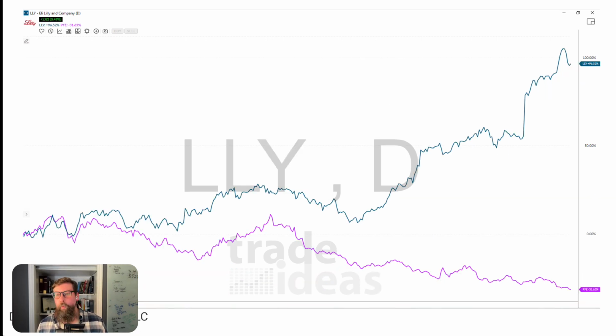This next one is, what if you don't want to compare something to a benchmark, but you want to compare it to its competitors inside the same space? We have Lilly as the dark line and Pfizer as the pink line. Eli Lilly is doing part of that whole Ozempic thing, which is obviously taking off for them. Pfizer, not so much, down 31%, where Eli Lilly is up 100. So the idea is that we are comparing one asset to another.